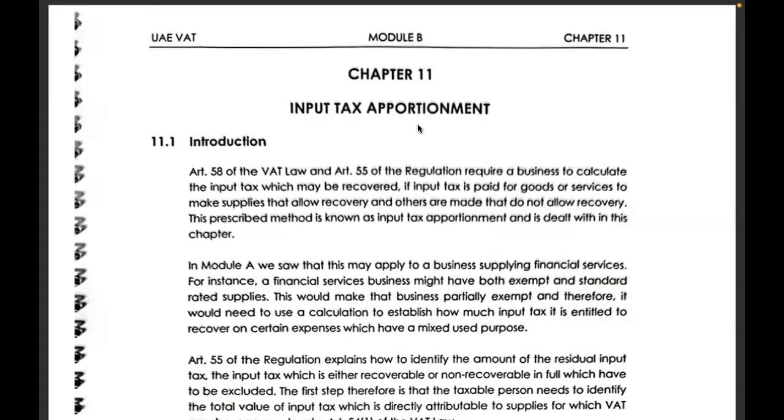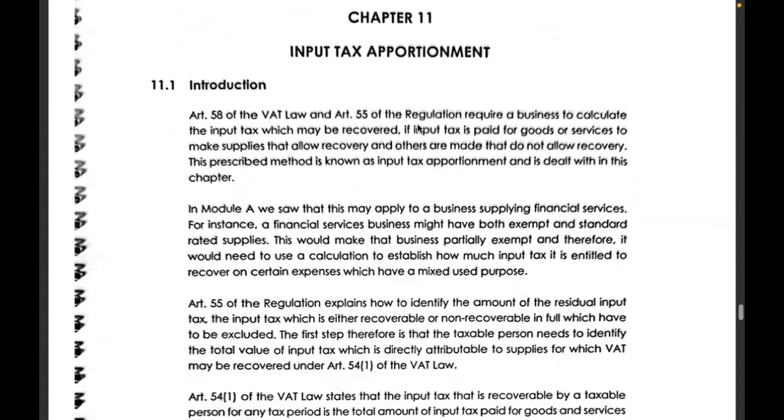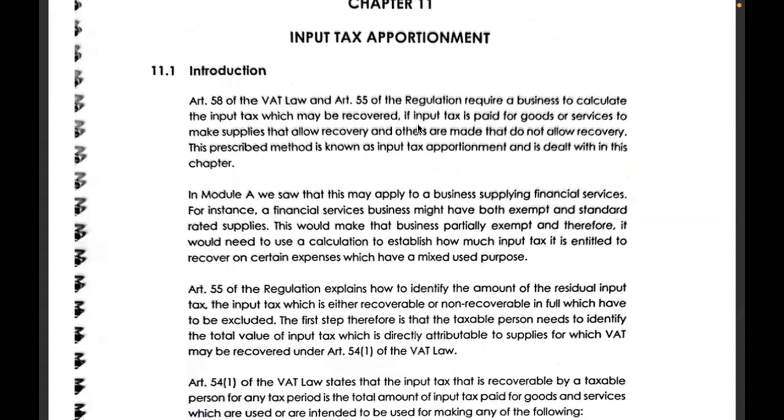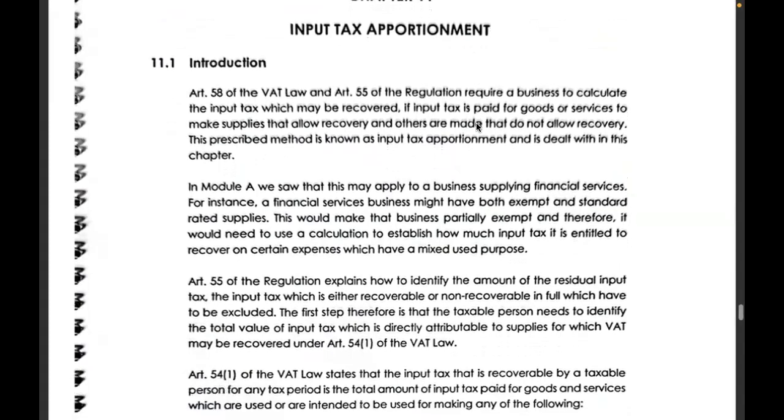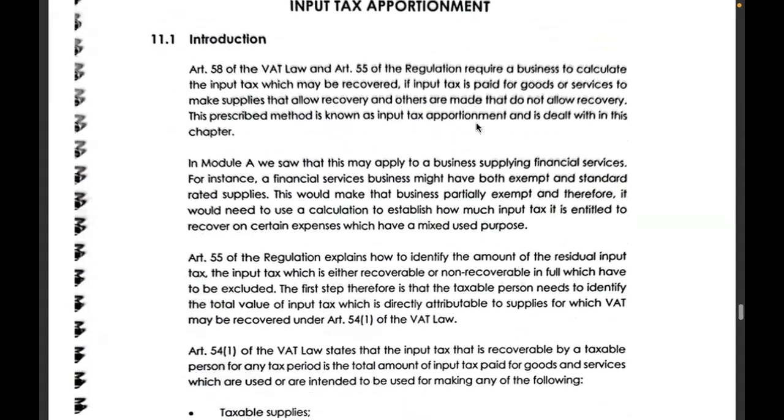So now we are going to look at input tax apportionment under the UAE VAT law. Article 58 of the UAE VAT decree law and Article 55 of the UAE VAT executive regulations require a business to calculate the input tax which may be recovered.